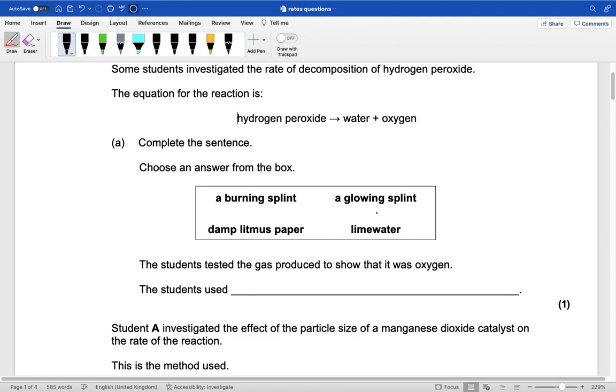There are three other tests that you need to know: the test for chlorine, the test for hydrogen, and the test for carbon dioxide. But the correct test for oxygen would be a glowing splint. Write that one in there. So nice, easy, 1 mark.